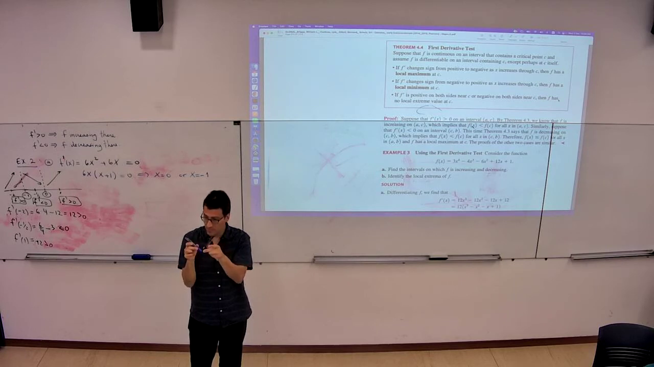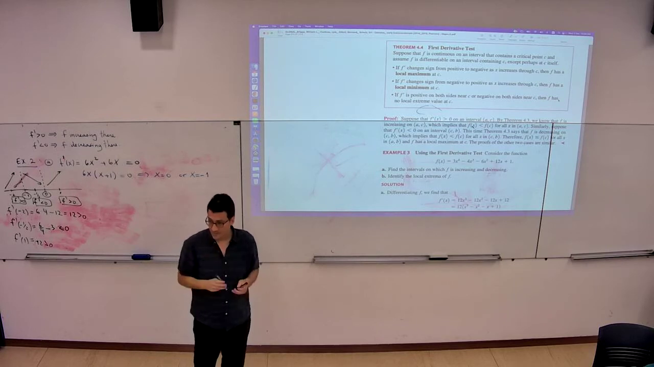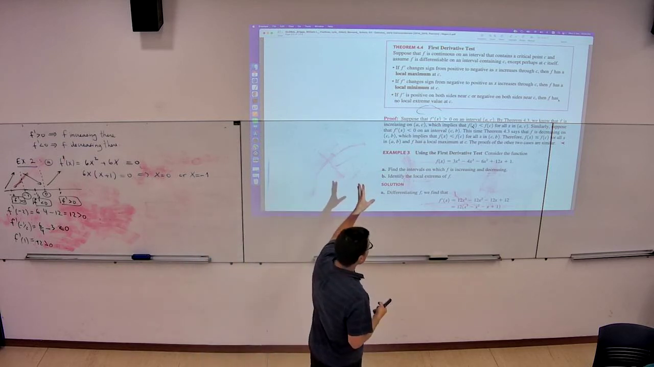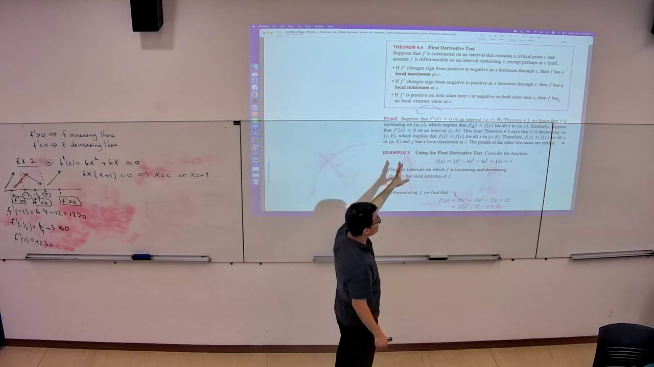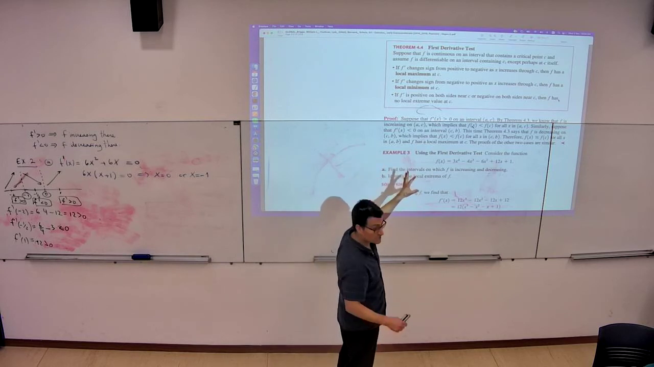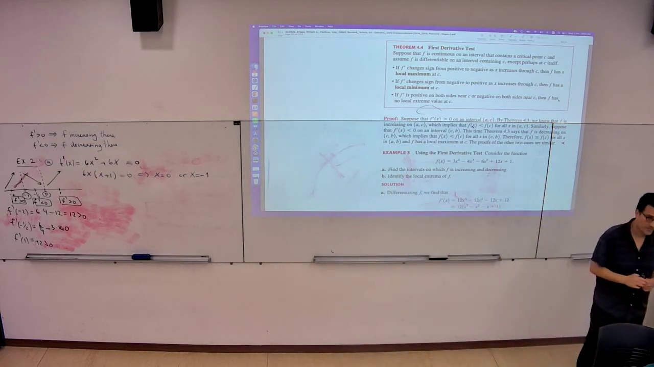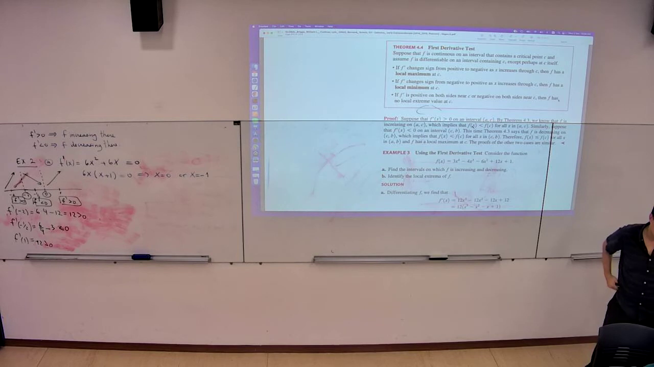They match at that point. So there must be a minimum there, a local minimum. Now if f prime is positive on both sides or negative on both sides of your critical point, there's no local extreme value. So there's a saddle point down there.